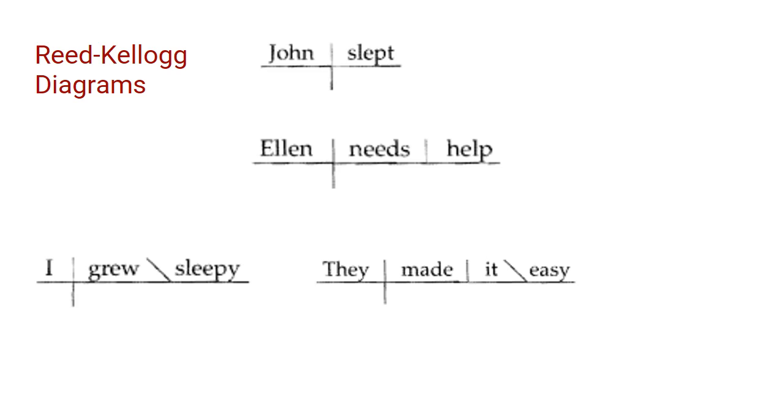The next one here, what we see is that the object has the complement. So, they made it. We could use that as a sentence by itself, you know, they constructed it. But they made it easy means that it, whatever it is they're making, is also easy. They made it easy. It is easy, and they made it.